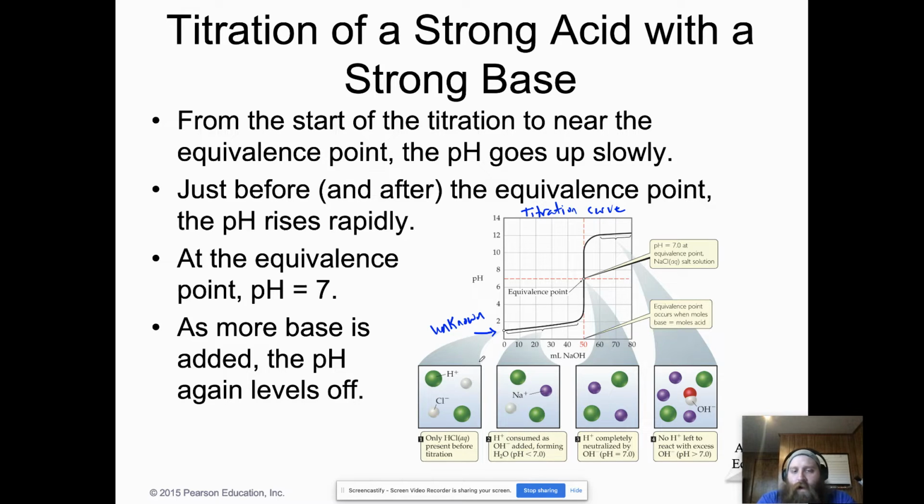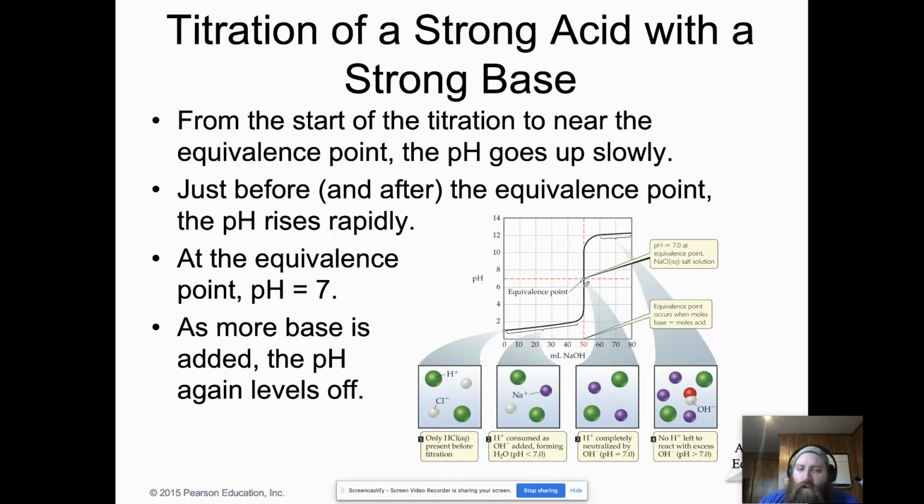Now, I look at this graph and I can say right away, I'm using a strong base to titrate a strong acid. I know that because the equivalence point is at 7, and I'm starting down here at a low pH, which tells me I have an acid. When I look at the first part of this graph, we'll call this part 2, because that's what they used here. Each time we drop a little bit of base in, it's reacting with the acid, but there's still so much acid present that the pH is not changing very rapidly.